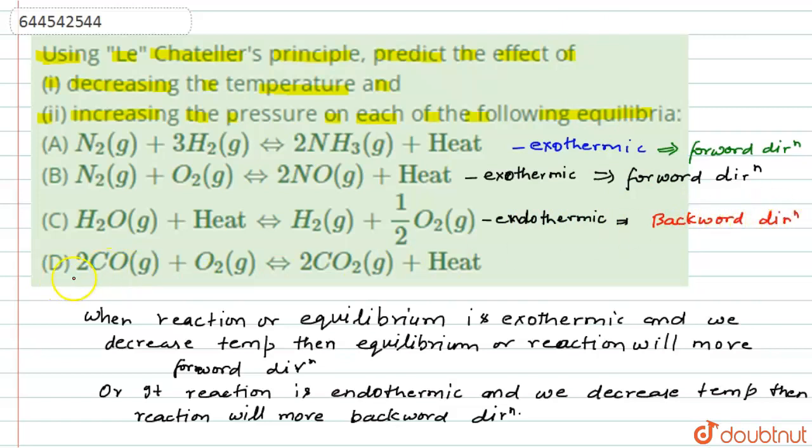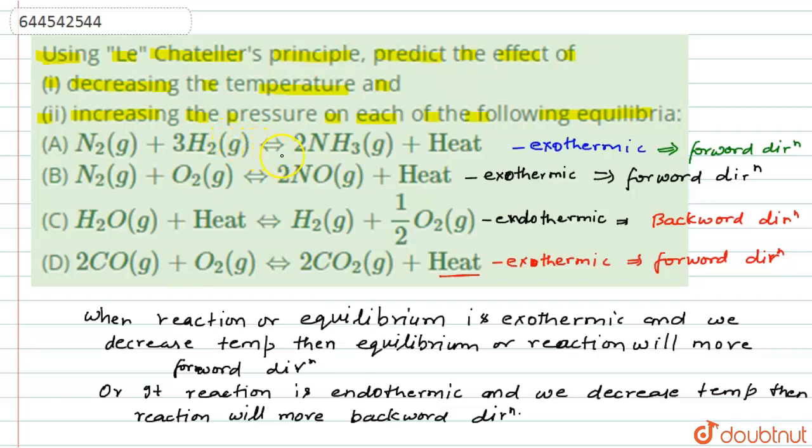And D reaction is also an exothermic reaction. Here heat is generated on the product side, and we decrease temperature, then the reaction will move in the forward direction. And according to the pressure, when we increase the pressure, the reaction will move in the direction where the number of gaseous moles is less.